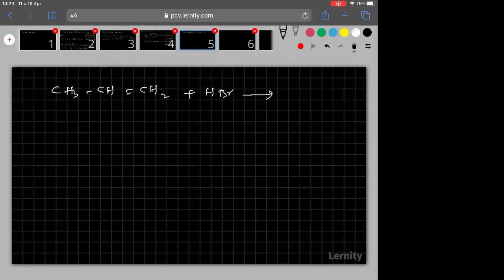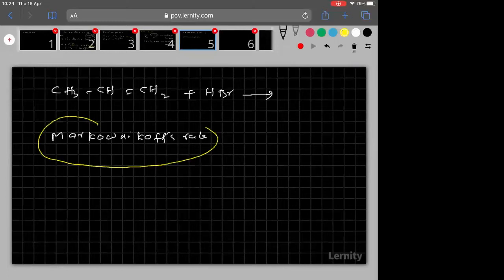When the alkene is unsymmetrical, remember we have to follow one rule called Markovnikov's rule. I think you might have studied Markovnikov's rule in your 11th class. According to Markovnikov's rule, the negative part, so Br minus is our negative part here, is added to that double bonded carbon having fewer hydrogens.